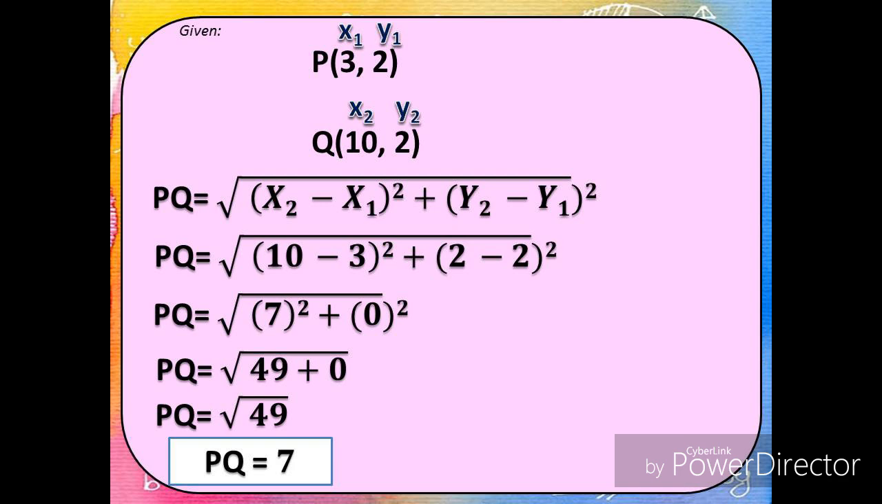7 squared is 49, then 0 squared is 0. So we have the square root of 49 plus 0. The square root of 49 is 7. So the distance between P and Q is 7 units.